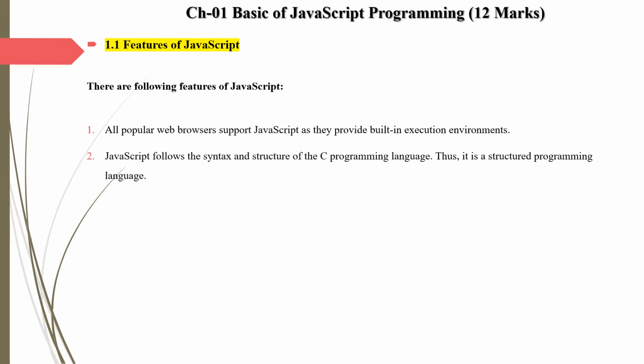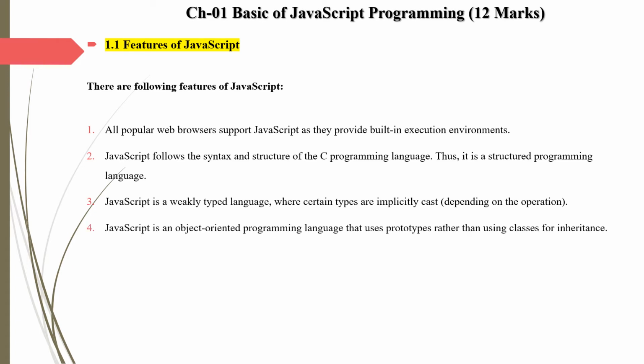JavaScript follows the syntax and structure of the C programming language, thus it is a structured programming language. JavaScript is a weakly typed language, where certain types are implicitly cast depending on the operation. JavaScript is an object-oriented programming language that uses prototypes rather than classes for inheritance. It is a lightweight and interpreted language.